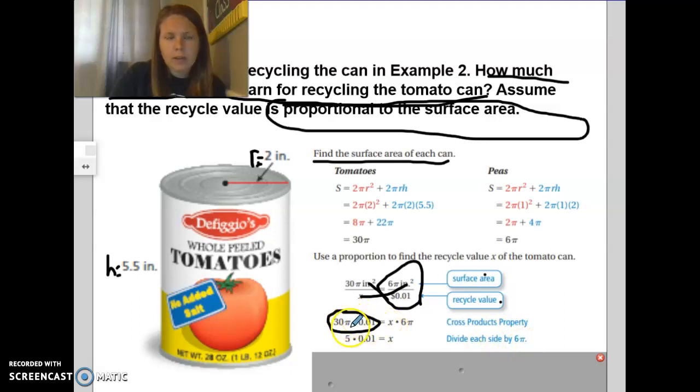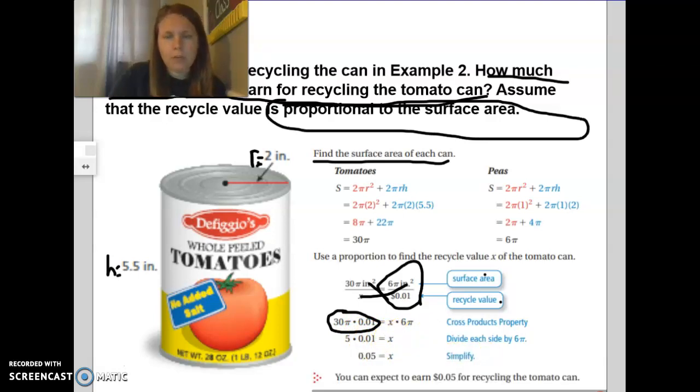Remember when you do pi divided by pi, it just cancels out. So really you have to think about, okay, what's 30 divided by 6? 30 divided by 6 is 5. And so now you just have 5 times this 0.01. And it's going to solve for your x.